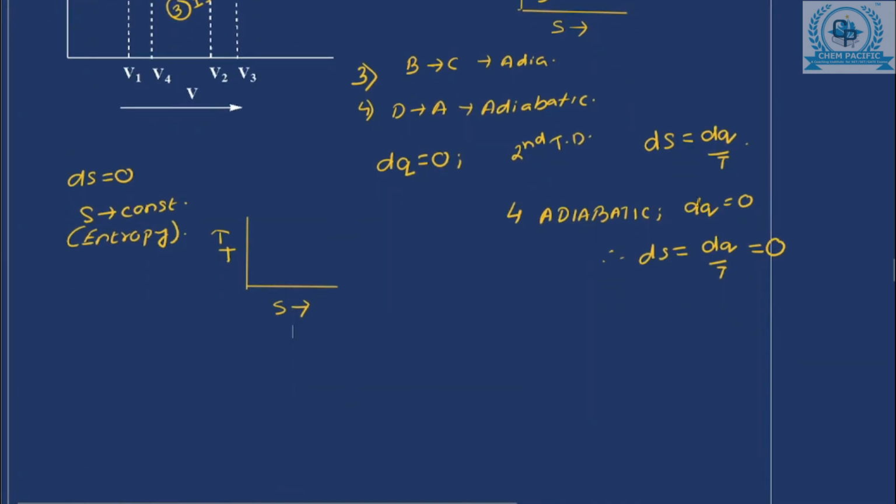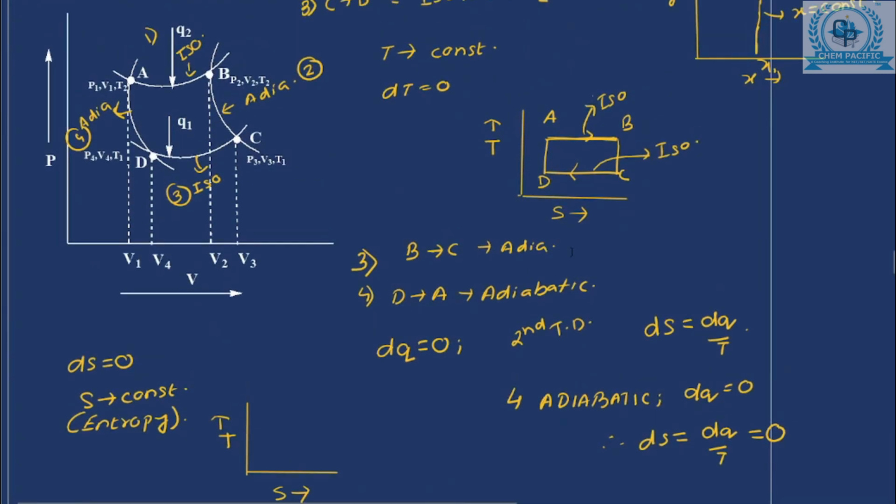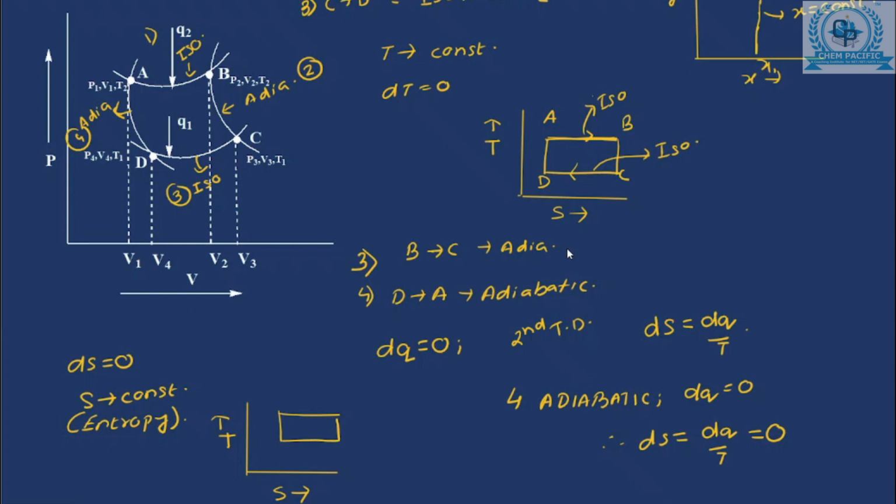So now that your entropy is constant, the steps are B to C and D to A. The steps are your B to C and you have your D to A. So these steps are what? These steps are adiabatic and henceforth they are isentropic processes.